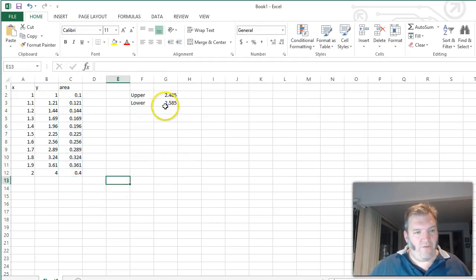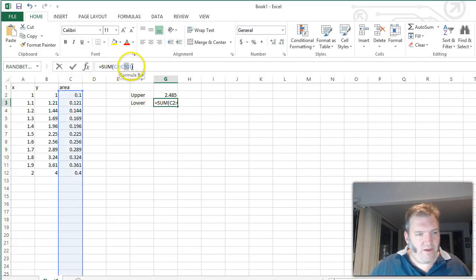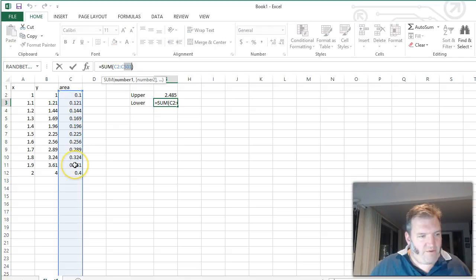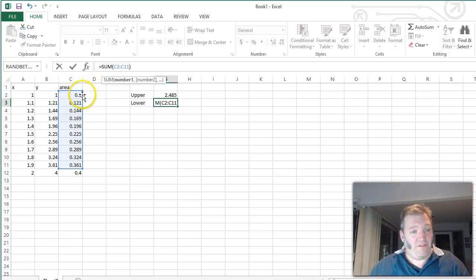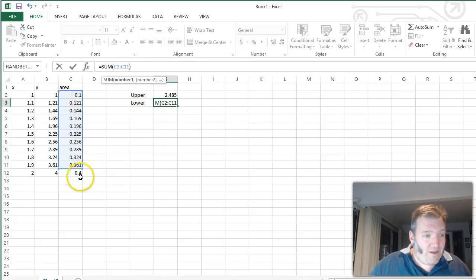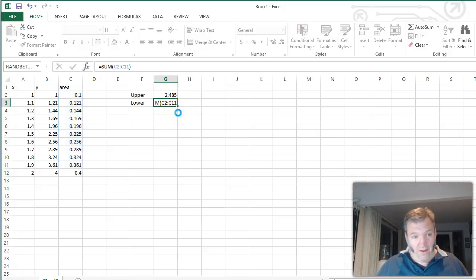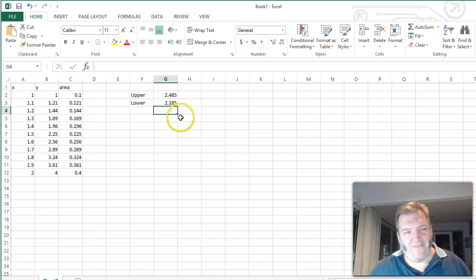That gives me the sum of 2.485. The lower one, I'm taking the sum from C2 up to C11. I'm taking the left-hand one, so I'm leaving out that very end point. I'm using the starting point this time. So this should end up with a slightly lower answer. How much lower? Well, the difference between the one I'm including and the one I'm excluding is 0.3, so I'm going to reckon it's about 2.185. Genius, isn't it? Not really. It's very easy to see that. So we know the value for the area is between 2.185 and 2.485.